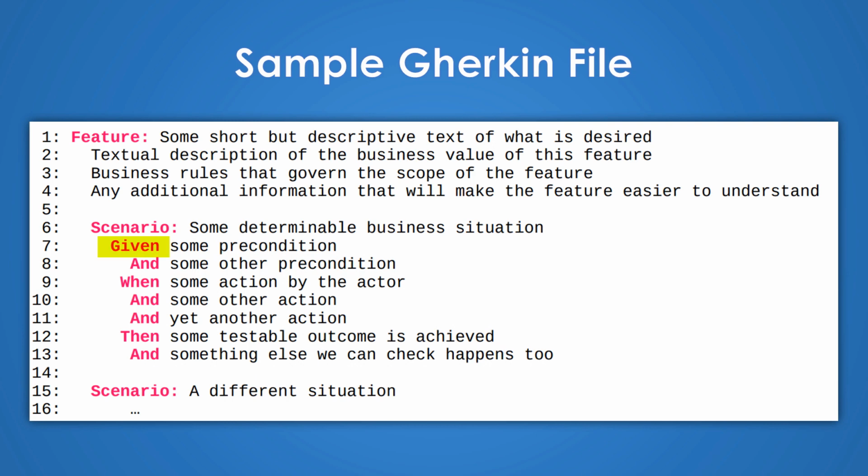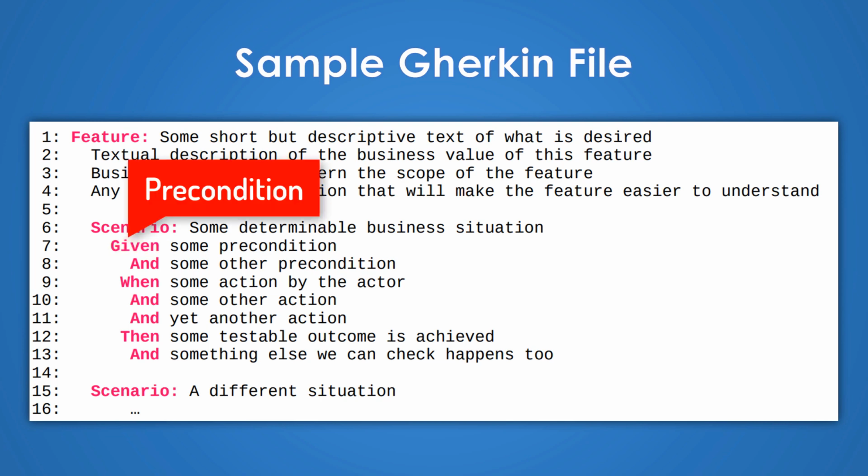The purpose of given is to put the system in a known state before the user starts interacting with the system, in the when steps. Avoid talking about user interaction in givens. If you were creating use cases, givens would be your preconditions.